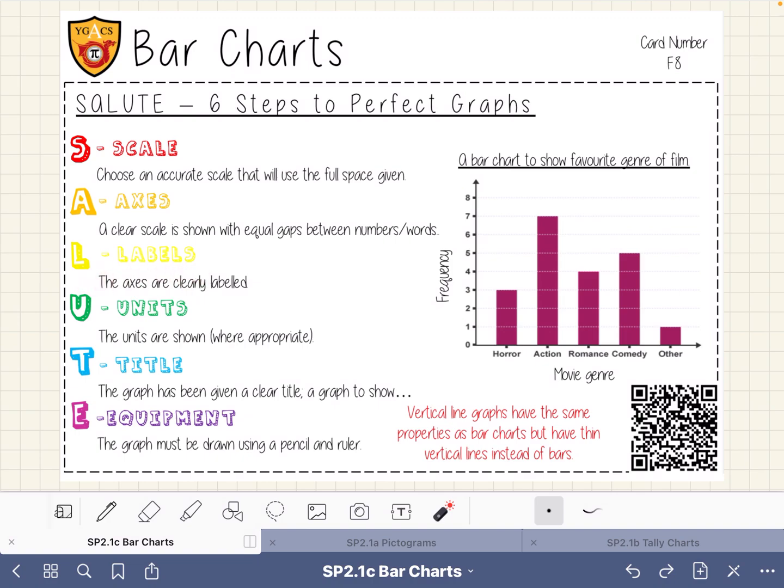Labels. Just talked about that. We're making sure that we've labelled the frequency and we've labelled what the x-axis is talking about.